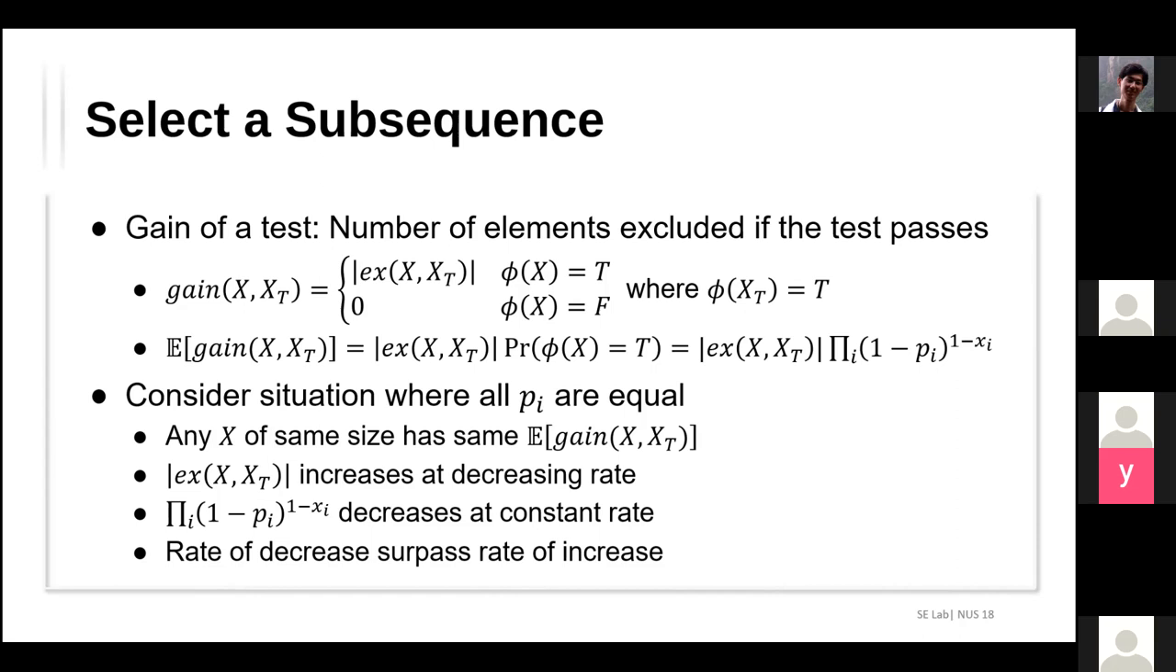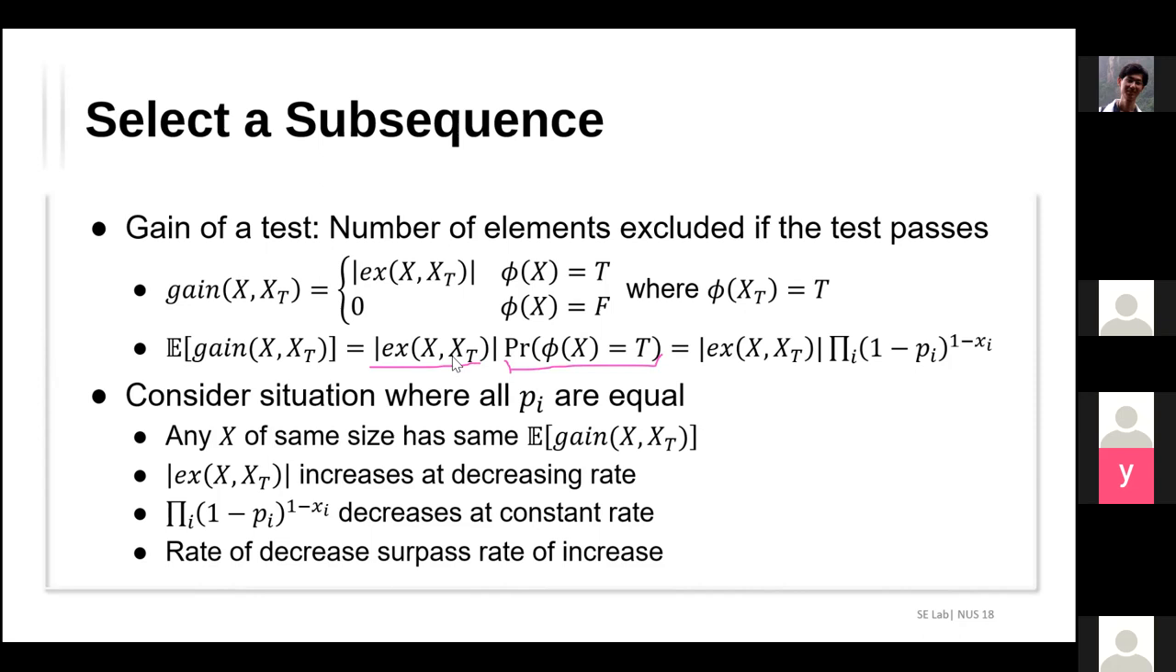So this is the idea of gain, and the gain is based on that. The expected gain is based on that as well as the probability of the test case passing. Because if the test case doesn't pass, then technically you do not gain anything. So this is how they calculated their gain.